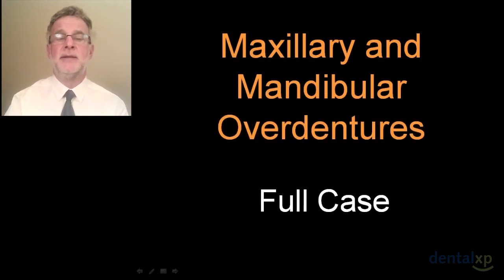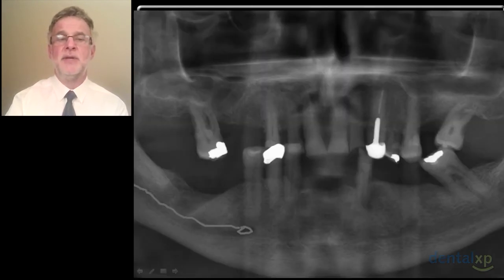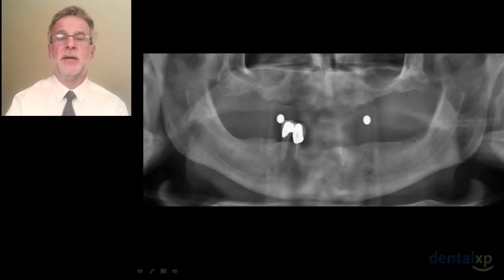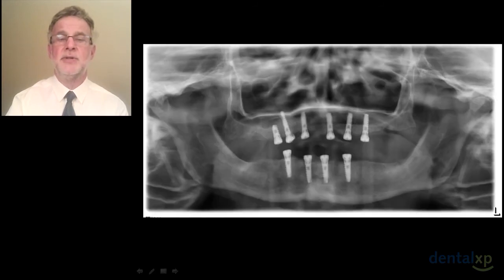Well, let's look at a full case, and I'll show you some of the laboratory procedures for a maxillary and mandibular overdenture case. We did full mouth extractions here. We chose not to do immediate placement. We let things heal for several months, and with use of an implant placement guide, but not a computer-based guide. I don't use computer-based guides for these overdenture cases because I don't feel you need that precision.